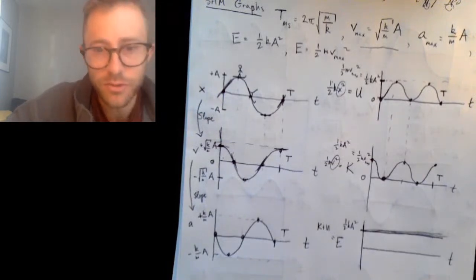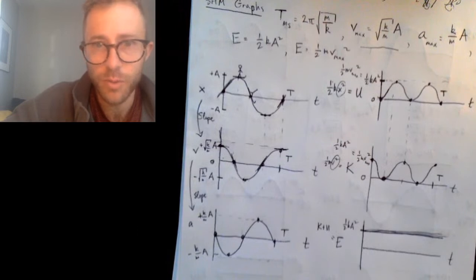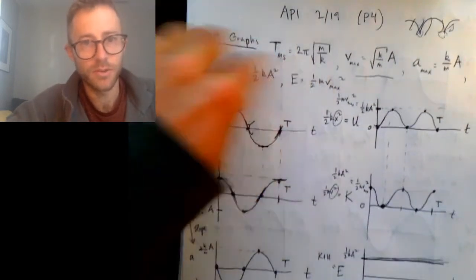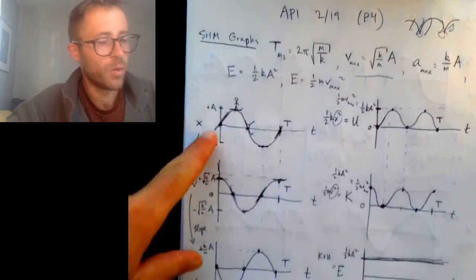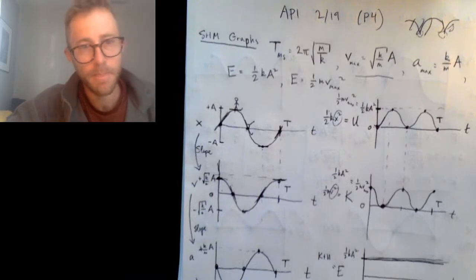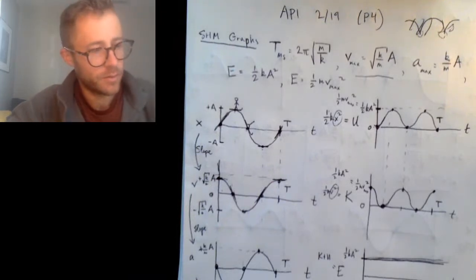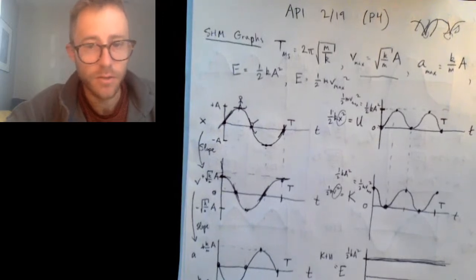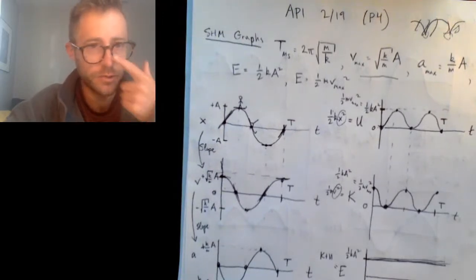Once we get the general shape, what we want to do is use the formulas from simple harmonic motion to figure out what the graph wiggles between. Okay? And so that's how we make simple harmonic motion graphs. So that is my lesson for today, and I will see you in the Zoom room.